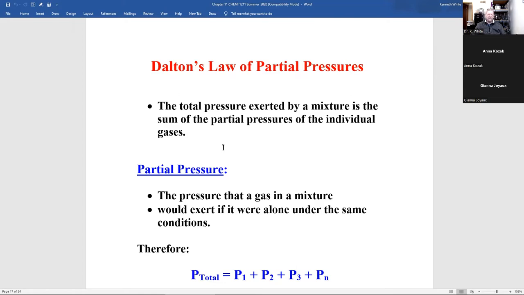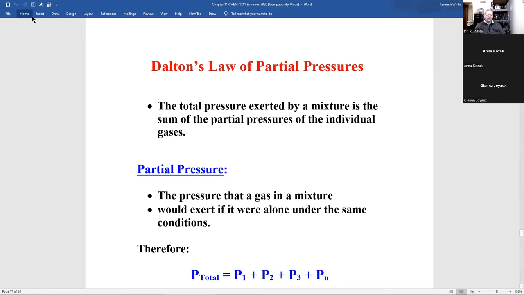Dalton's law of partial pressures is, and I'll never ask you what it is, but I'll ask you to know how to use it: the total pressure exerted by, and this is key, a mixture of gases is the sum of the partial pressures of the individual gases.